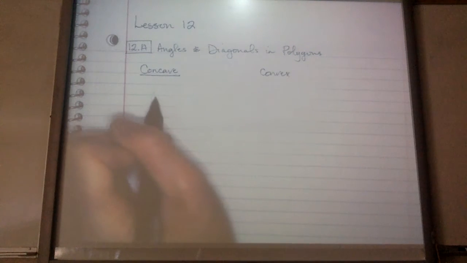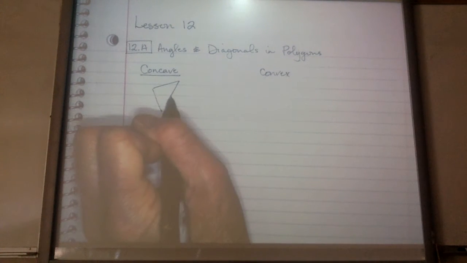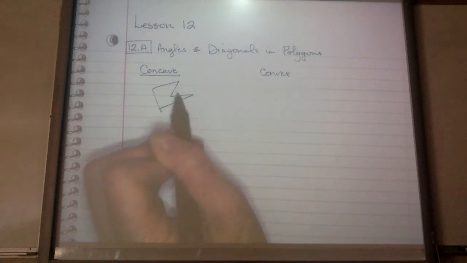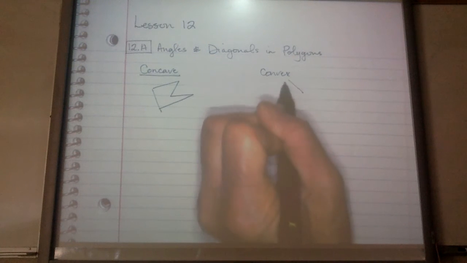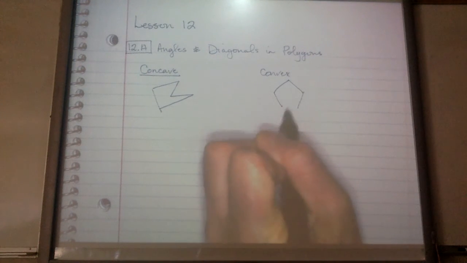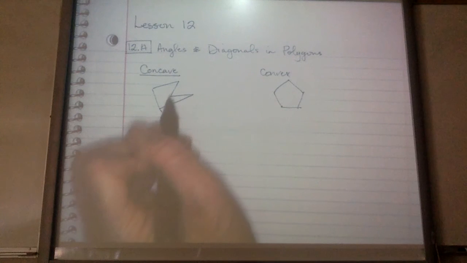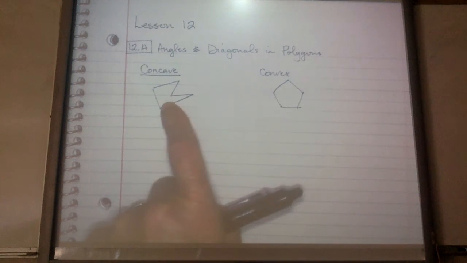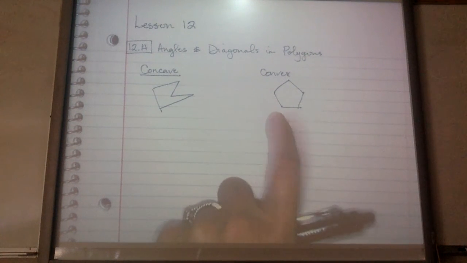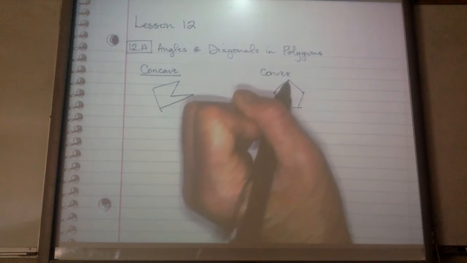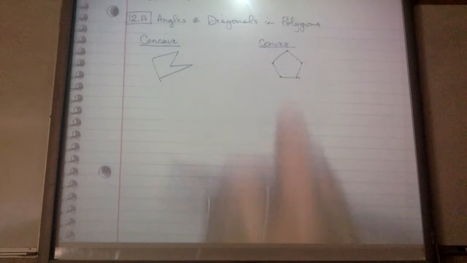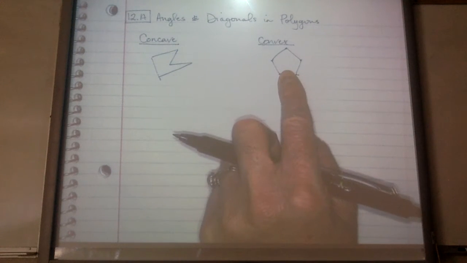A concave polygon, first of all, is usually not regular, and one of the sides goes in towards the interior. Where convex, each vertex should be on the outside. Nothing should dip in. So in a concave polygon, a vertex is on the inside of the shape. In convex, all of the vertices, which are your points, should be on the outside. Again, we spend most of our time on convex polygons.